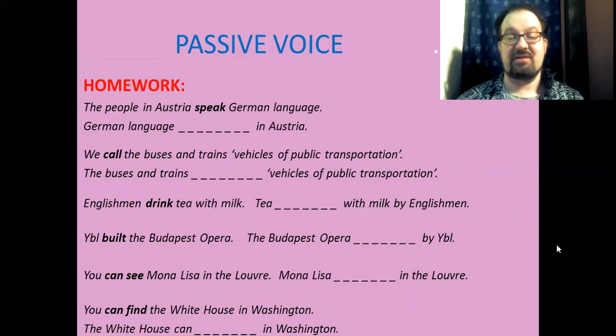You can see Mona Lisa in the Louvre, and you can find the White House in Washington. You is a general you, and we don't need to actually claim it's you, right? And the point is Mona Lisa and the White House. Right? It will work.